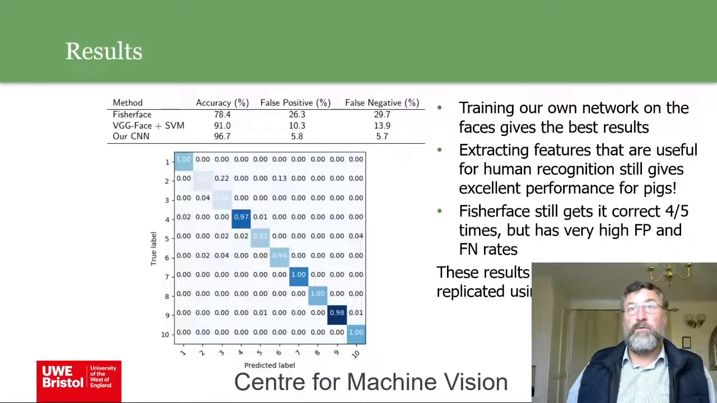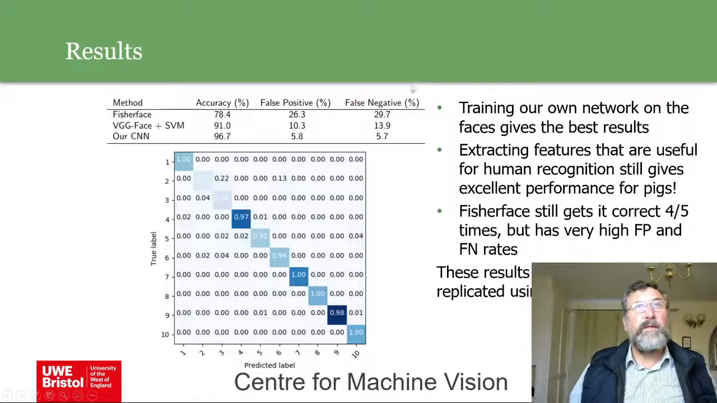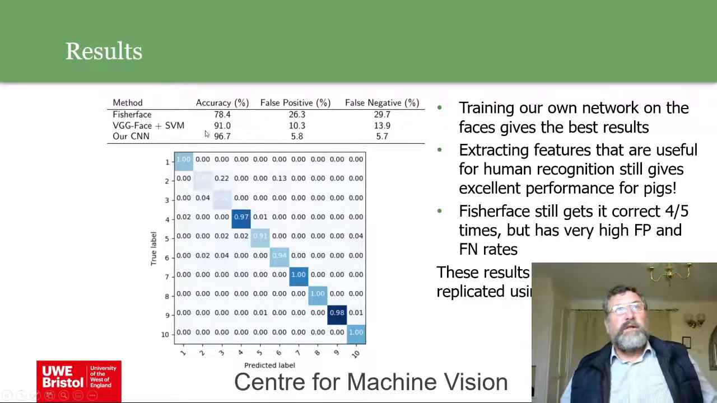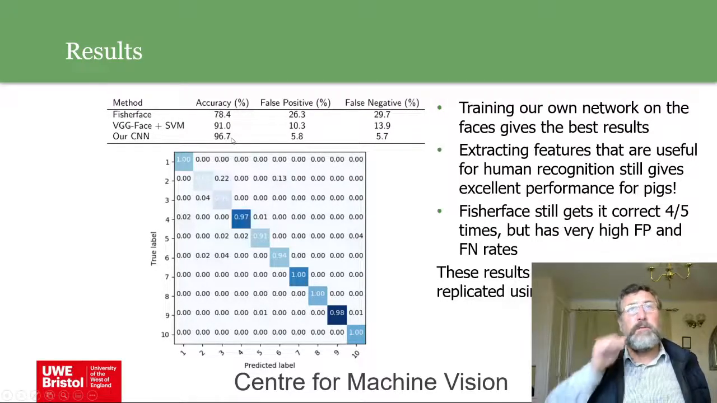Fisher face gets it correct 4 out of 5 times, with high false positive and false negative rates. And they replicated the results on 40 plus pigs. So, yeah, our CNN was giving an accuracy of 96.7 for these pigs, which I thought was pretty good.